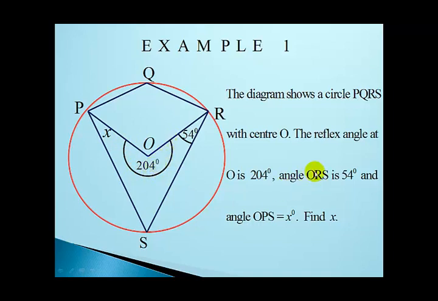Angle ORS is 54 degrees. That is, the angle at R is 54 degrees. And angle OPS equals X degrees. Now we have to find the value of X. We have to find the angle X. Now let's look at how best we can solve this problem.